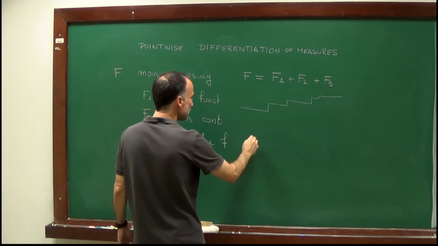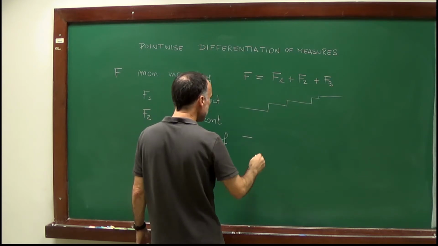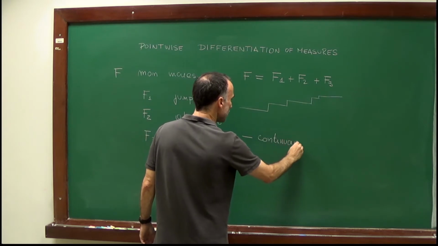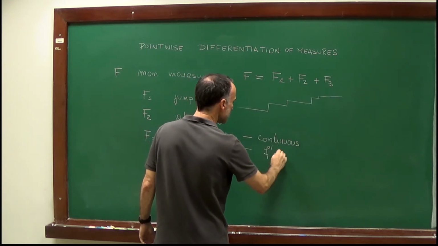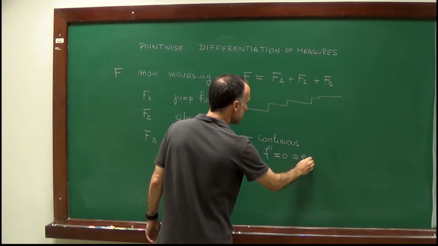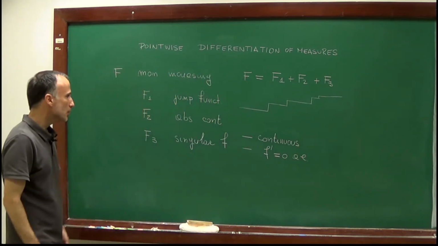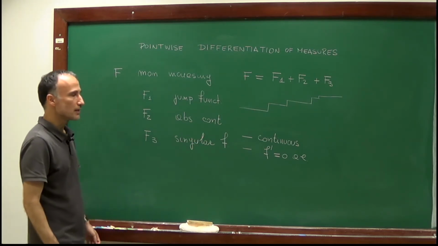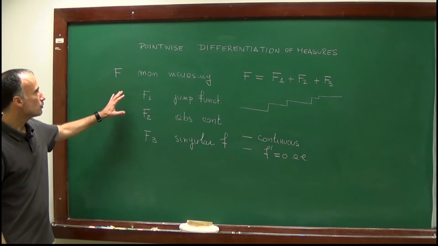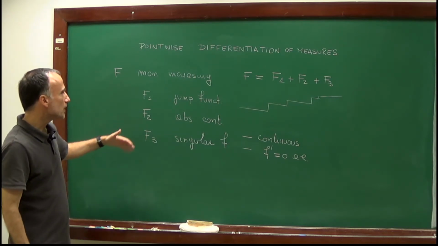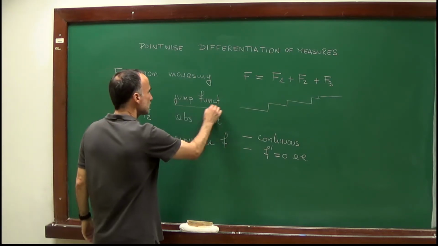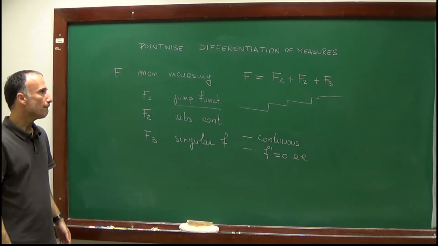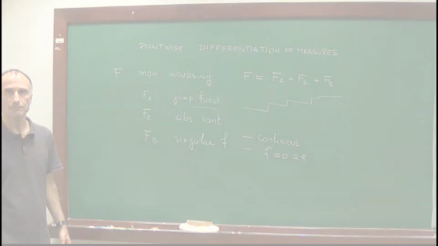And by a singular function, I mean a function which is continuous and whose derivative is equal to 0 almost everywhere. And we have seen an example of a singular function in the previous lecture when I presented the Cantor function. So this is the main result, and we will do that in several steps. I will start discussing a bit what are the jump functions and their connections to the measures on the line.